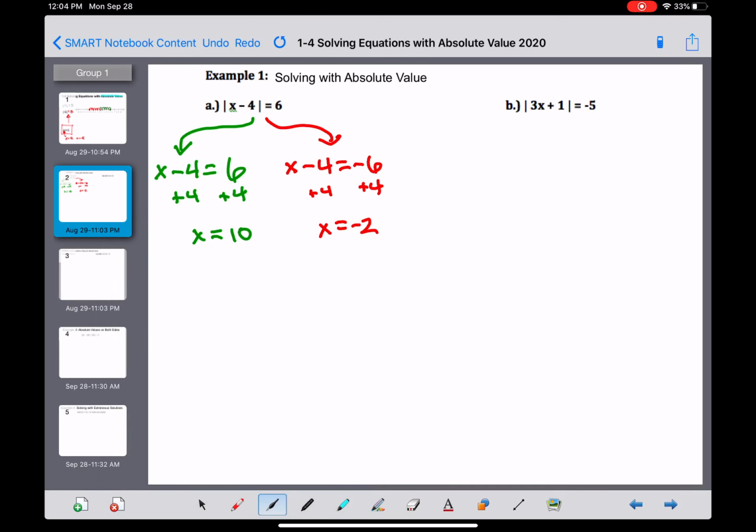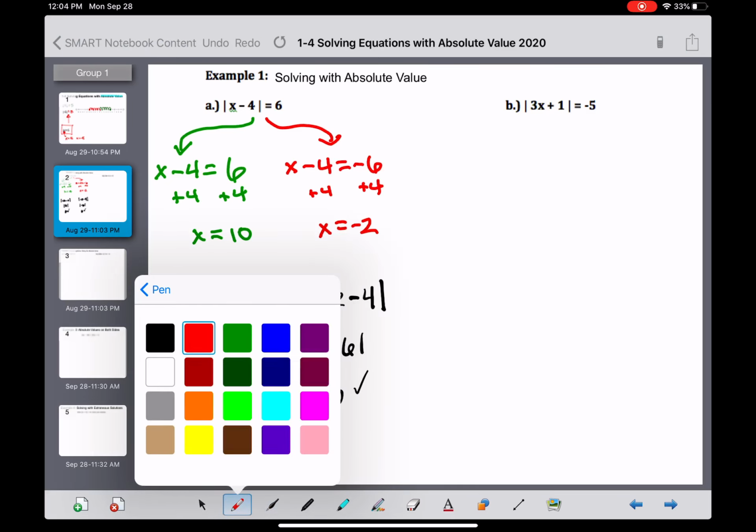I can check this. If I plug in 10, I want to make sure that when I take the absolute value of 10 minus 4, I get 6. 10 minus 4 is 6. Once I take the absolute value of 6, it is 6, so that checks out. Then I want to check with negative 2. So I plug in negative 2 minus 4. I subtract that to get negative 6. The absolute value of negative 6 is positive 6. So both solutions work out.